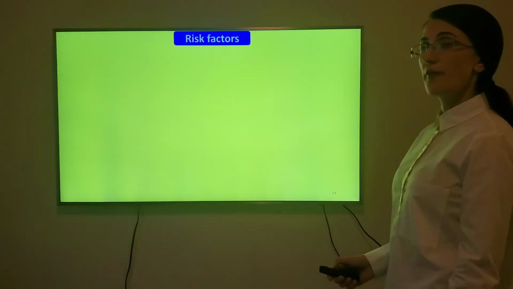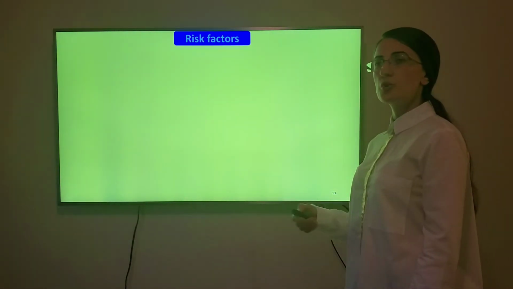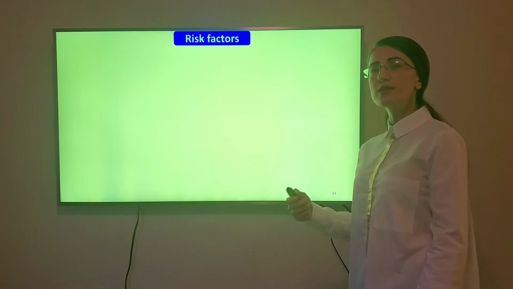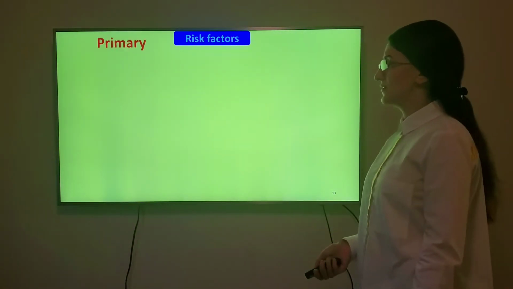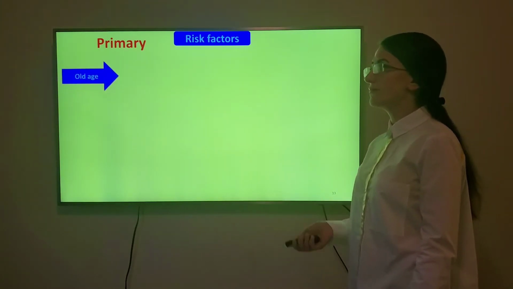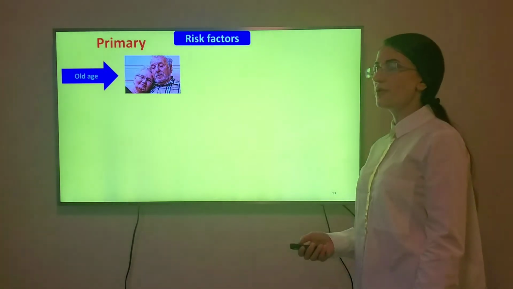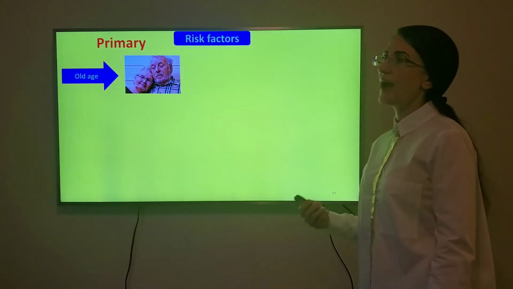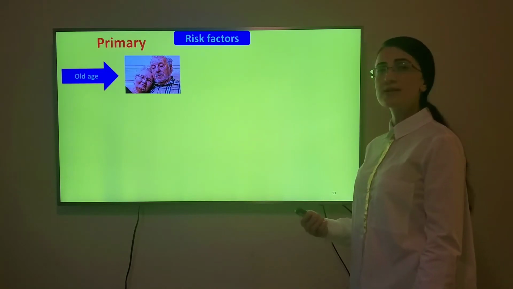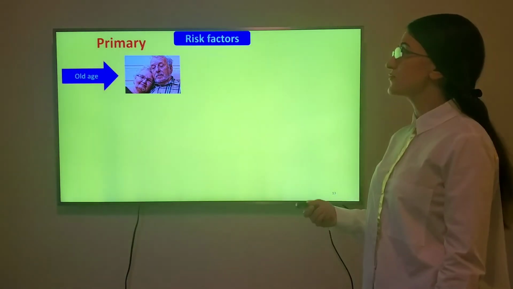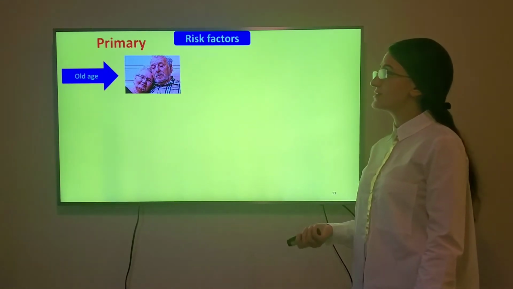What are the risk factors of coronary artery diseases? The risk factors which lead to coronary artery diseases can be divided into primary and secondary. The primary one of them is old age. As I told before, coronary artery diseases usually happen in the age group over 65 years old. So this is one of the primary risk factors for coronary artery diseases.